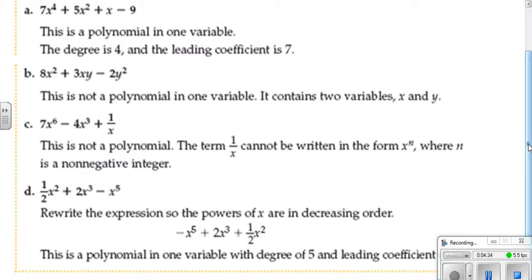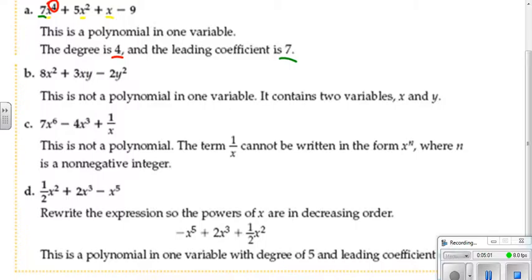So if we have 7x to the 4th plus 5x squared plus x minus 9, this is a polynomial in one variable. Notice it's just x, x, and x. There's no other variables, which means then the degree is the highest power we have, 4. Degree is 4. And the leading coefficient is whichever one accompanies x to the 4th, so it's 7 right there. Pretty easy.